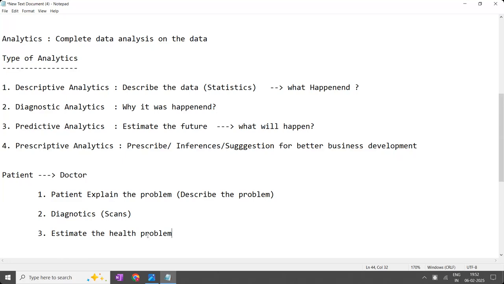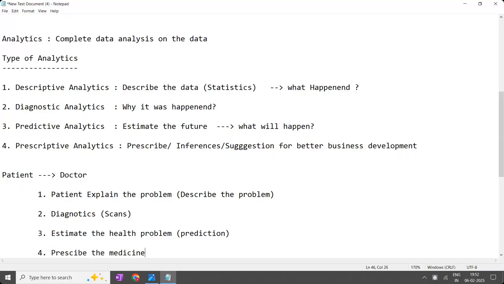So here, estimating the health problem, what would be the health problem? They are going to estimate. Estimate means prediction. They are going to do the prediction. And the fourth one, based on whatever they have estimated, they are going to prescribe the medicines.